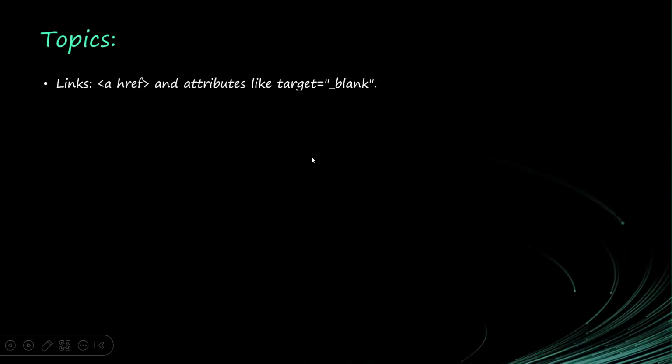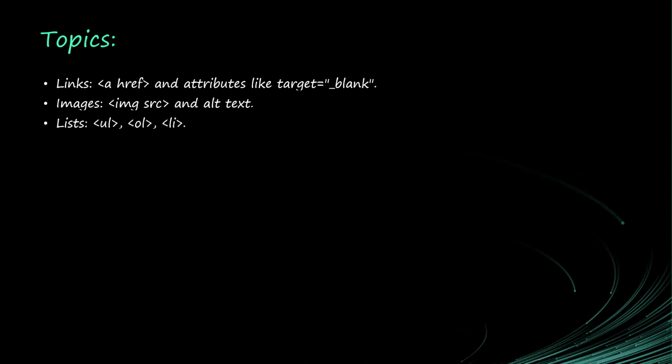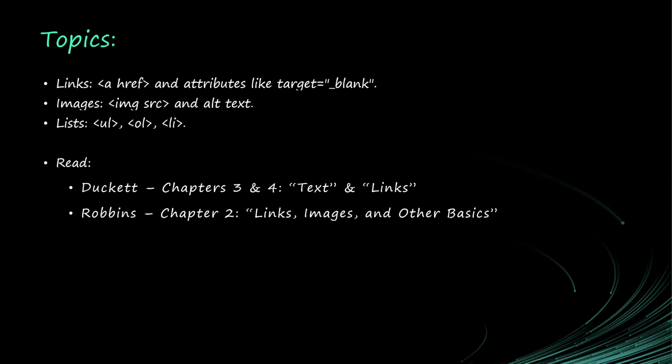In this class, we'll talk about links, the anchor tag, and some attributes that we use. We'll also talk about images, the image tag and some attributes. We'll also talk about the different types of lists that we have. You have to read Duckett's HTML and CSS chapters 3 and 4. You also have to read the other book, Robbins, chapter 2, that talks about links, images, and other basics.